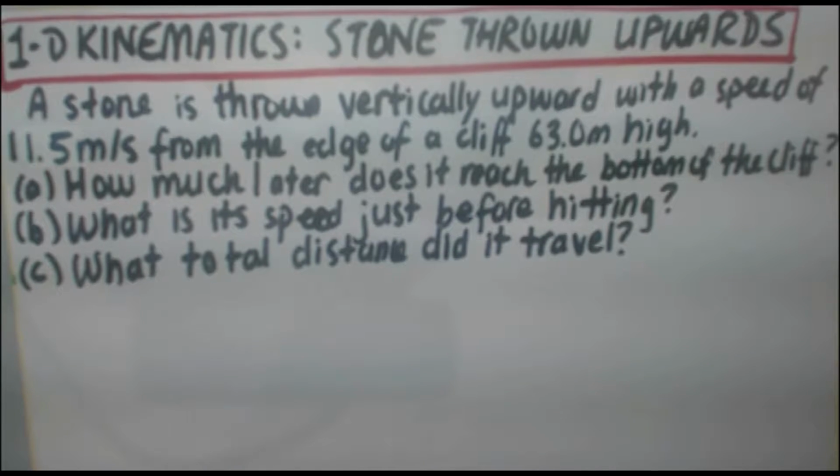Hi everyone, in this video for one-dimensional kinematics, we're going to do a stone thrown upwards. A stone is thrown vertically upward with a speed of 11.5 meters per second from the edge of a cliff 63 meters high. A. How much later does it reach the bottom of the cliff? B. What is its speed just before hitting? And C. What total distance did it travel?